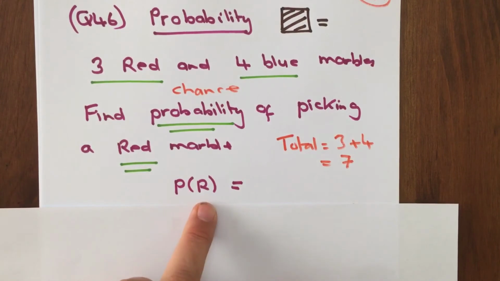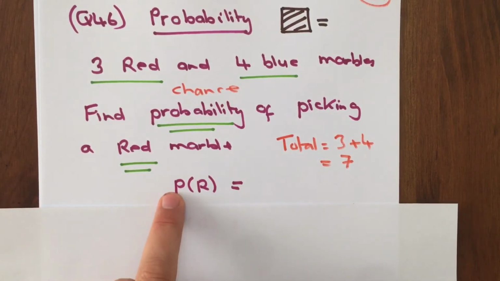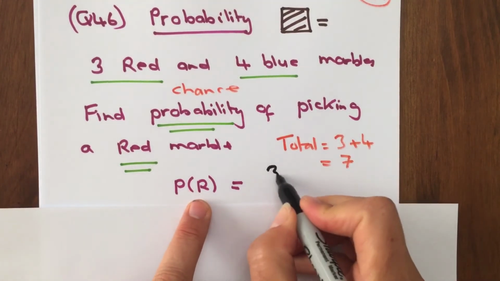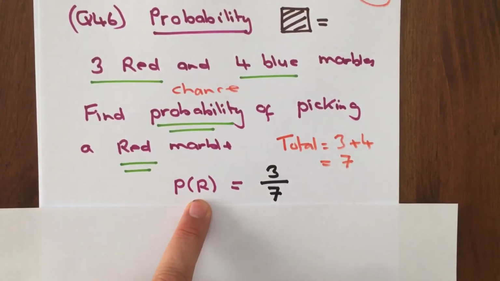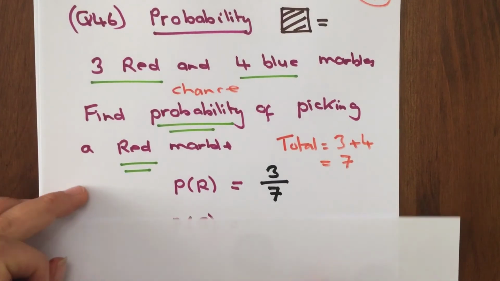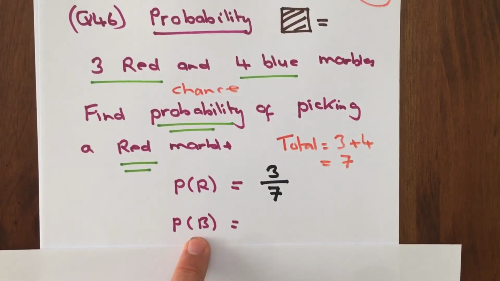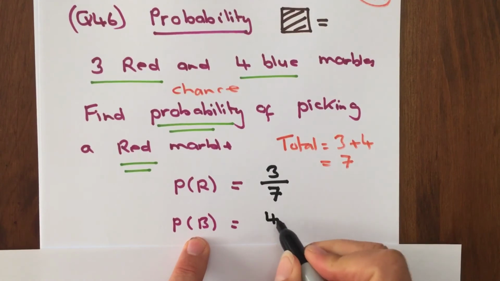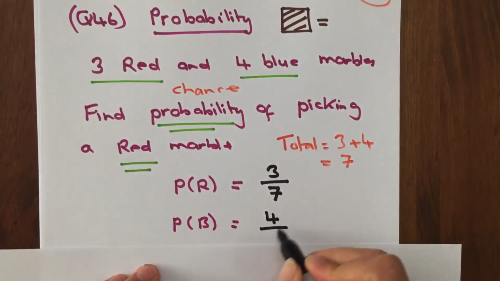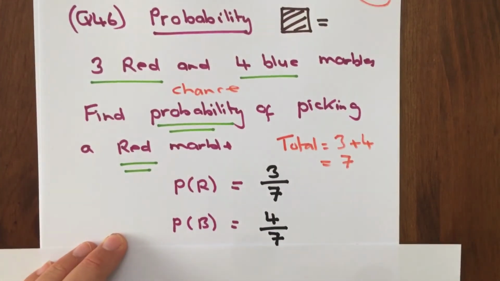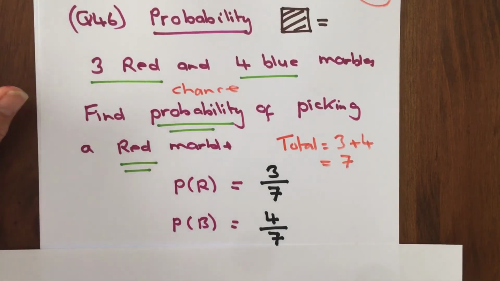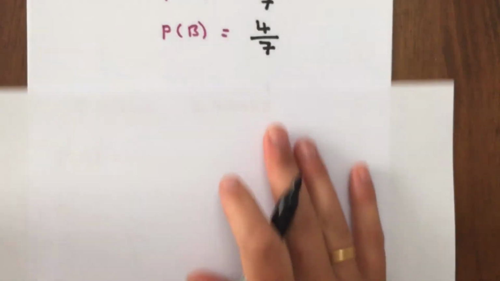We can write it like this. This is shorthand. P stands for probability. The probability of red, there are 3 reds out of a total of 7. Okay, probability of blue. Well, there's 4 blues out of a total of 7. Okay, it's actually one of the easier topics, but because I haven't spent that long on it, I think you've forgotten. So hopefully this will really help you remember.